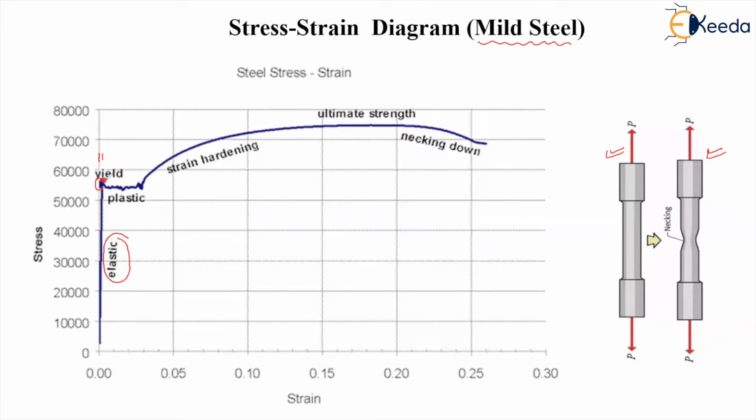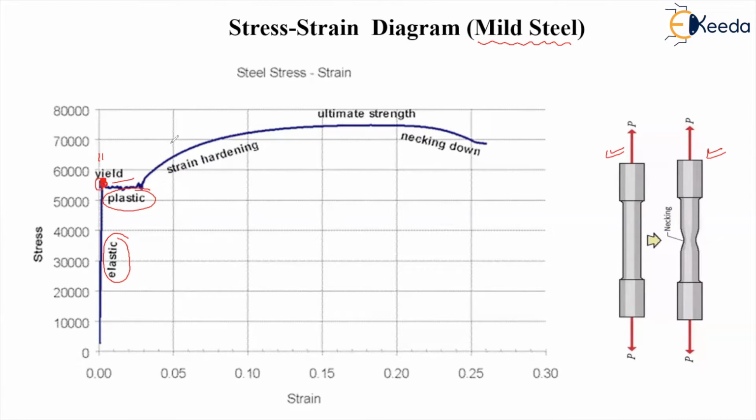Then yielding starts, where the material will not regain its original position, and there will be permanent deformation in the material after the removal of the force. This is called plastic deformation. So plastic deformation starts and the yielding is there. At this point, yielding, there are basically two points, the upper yielding point and the lower yielding point. So basically these are the yielding points.